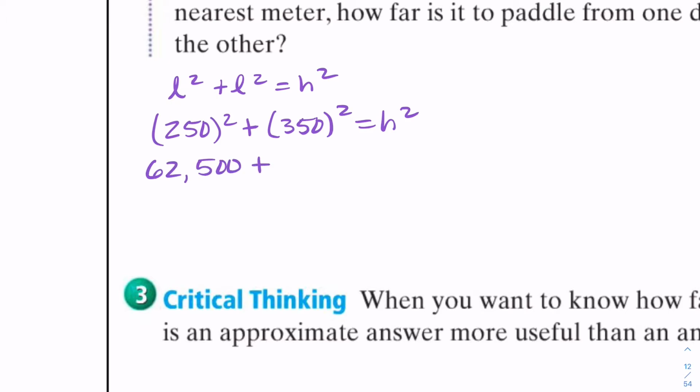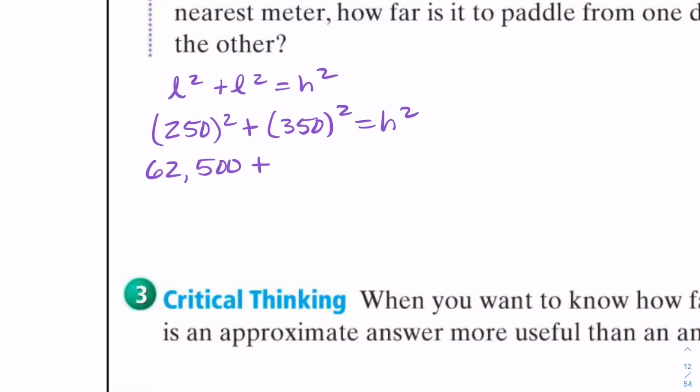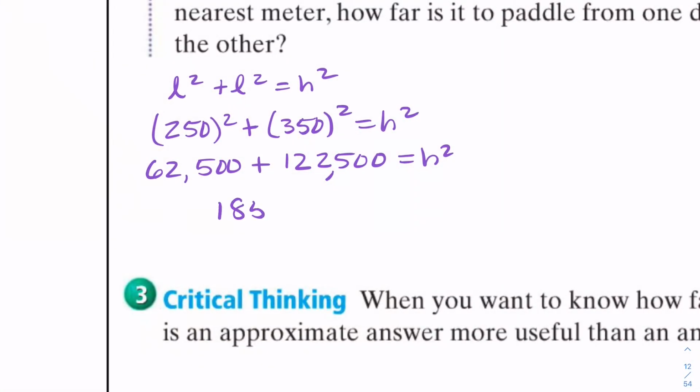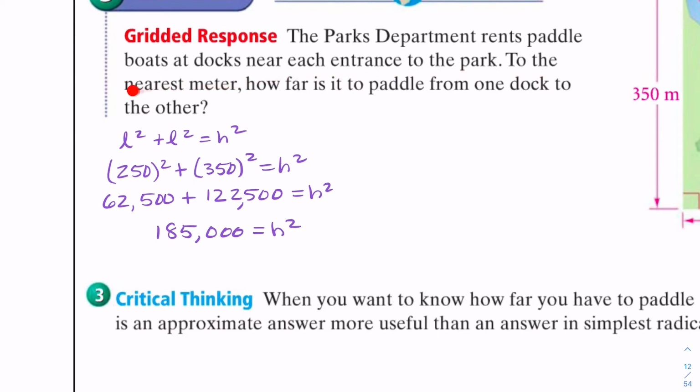And then the other one was 122.5, my apologies, 122.5. And that's equal to h squared. And that together was 185,000. So 185,000 equals h squared.